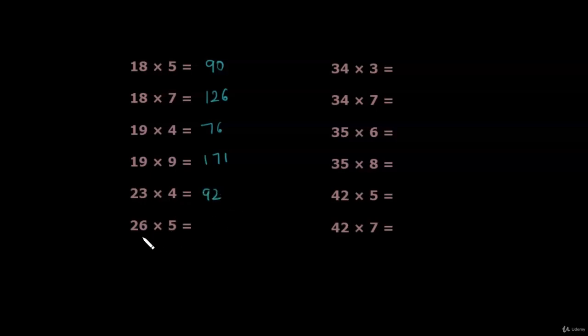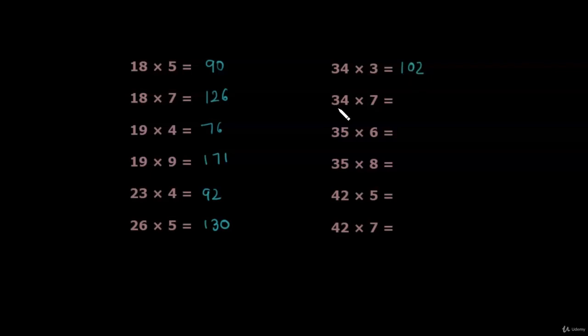Now 5 times 20 is 100 and 5 times 6 is 30. So 100 plus 30, 130. Similarly, the place value of this 3 is 30. So 3 times 30 is 90 and 3 times 4 is 12. And we can split this 12 to 10 plus 2, giving 102.